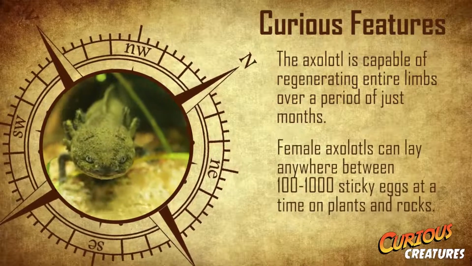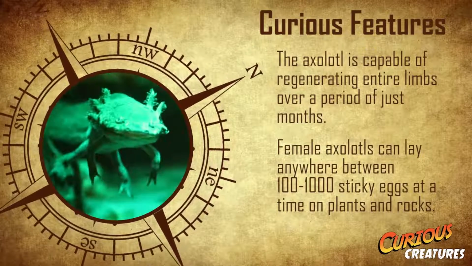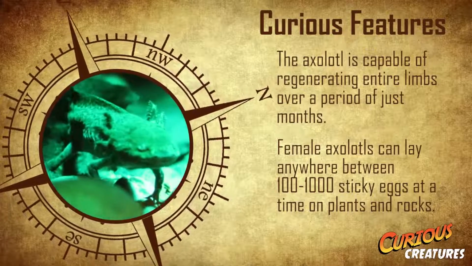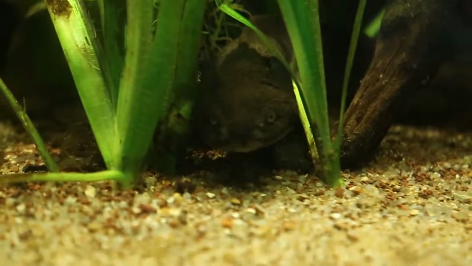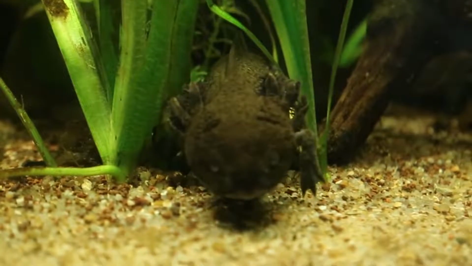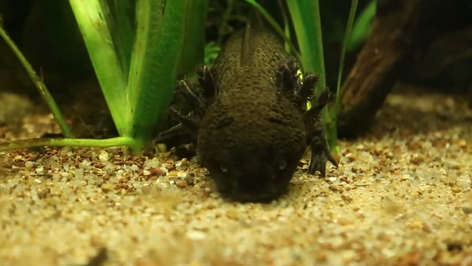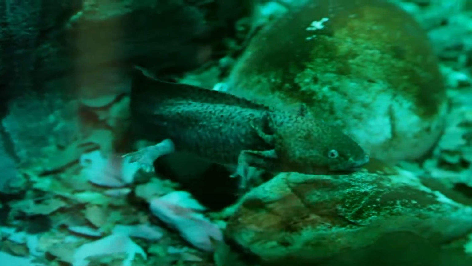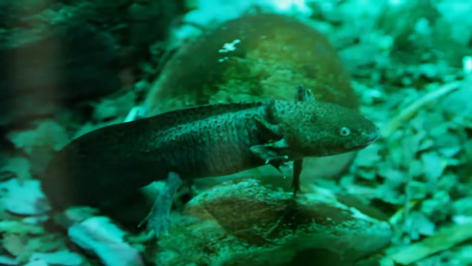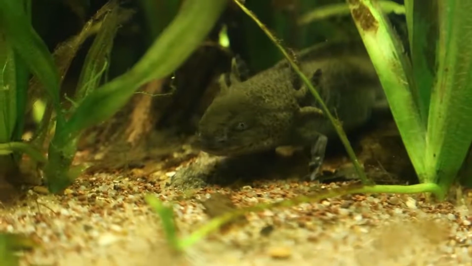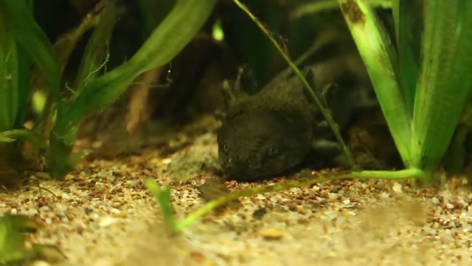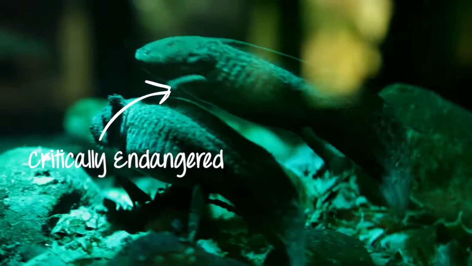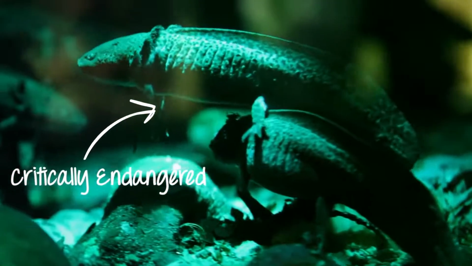And despite looking like tadpoles, they are still capable of breeding, with females laying anything from 100 to 1,000 sticky eggs at a time. In the wild, the axolotl has surprisingly few natural predators, however they are extremely vulnerable to changes in water quality. Increasing levels of pollution is the most destructive factor in the survival of this little king of regeneration. Unfortunately, the axolotl is now considered to be a critically endangered species and needs all the help it can get to ensure its survival in the wild.